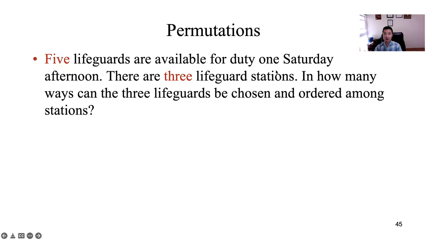Then let's look at this example, and we will introduce the idea of permutations. We have 5 lifeguards available for duty. There are 3 lifeguard stations. The question didn't tell us the 3 lifeguard stations are the same, so we assume they are different stations. In how many ways can the 3 lifeguards be chosen and ordered among the 3 stations?